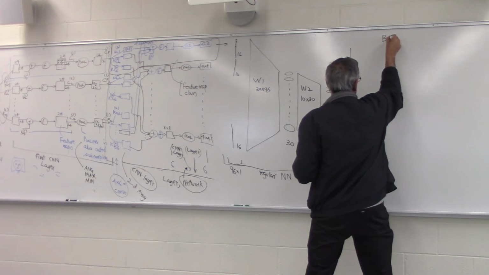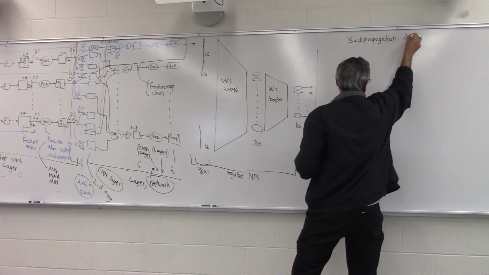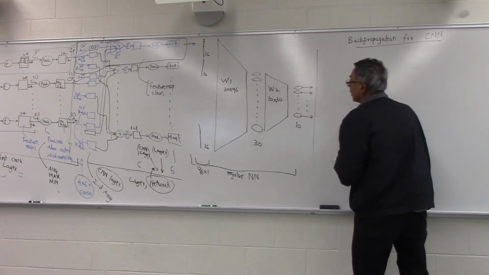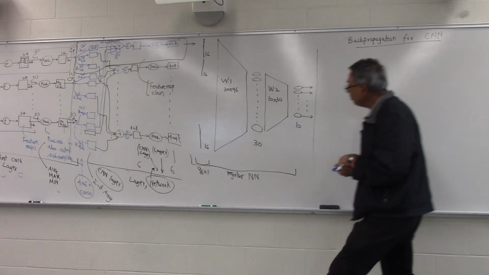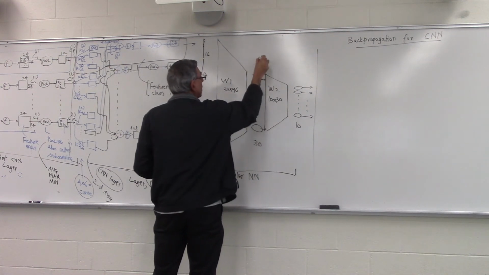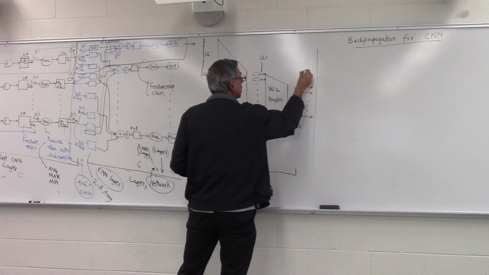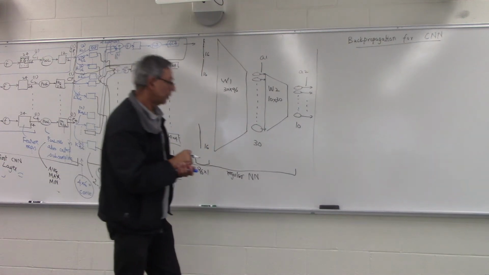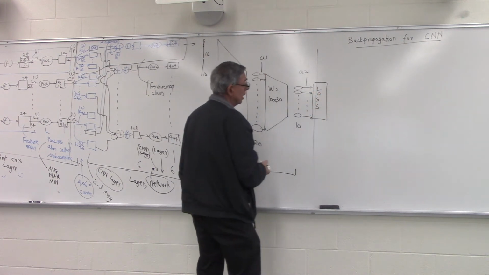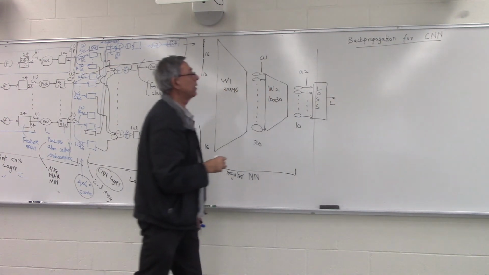Okay, so now let's take a look at backpropagation for CNN. Suppose we call the output of this A1, output of this as A2, right? So we can have, again, some kind of a loss function. Could be mean squared error, could be cross entropy, right? So this will be our loss.